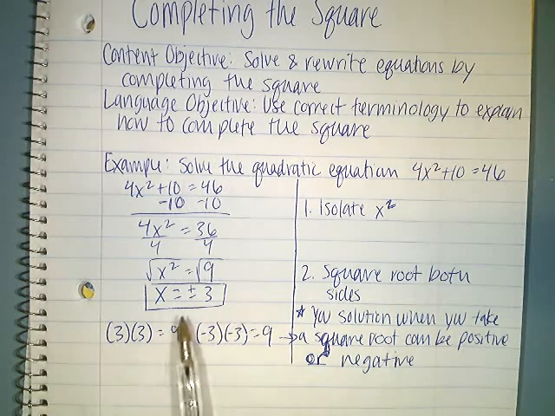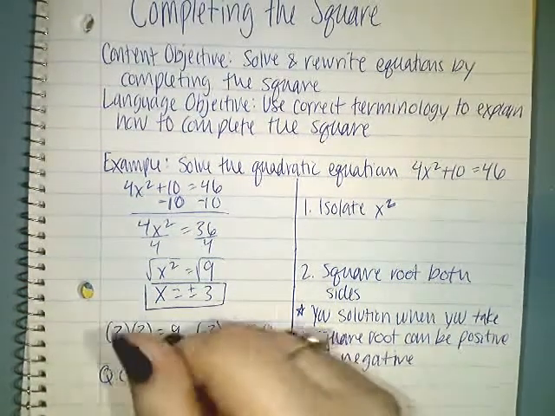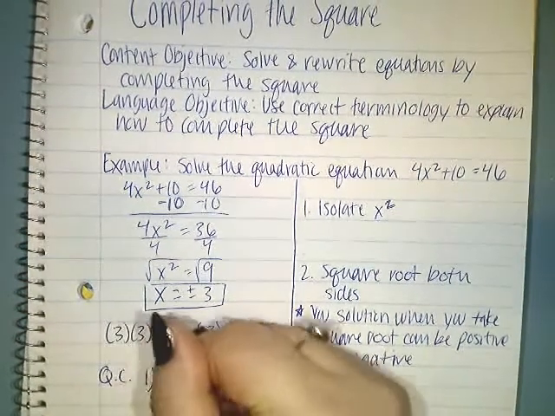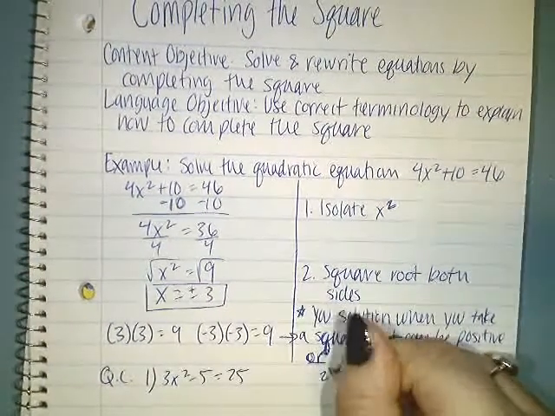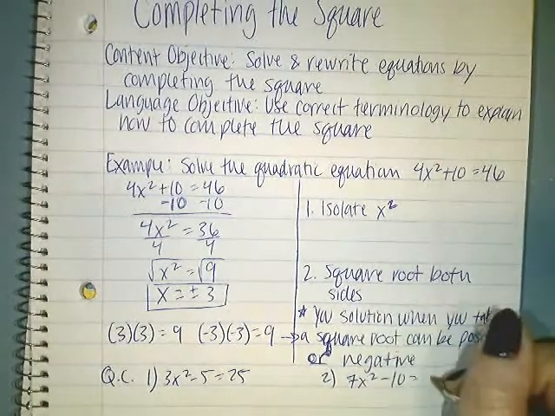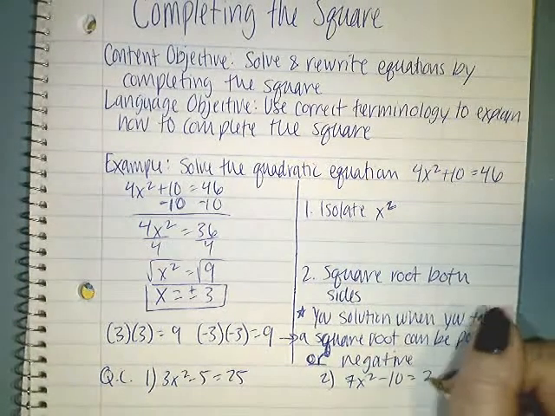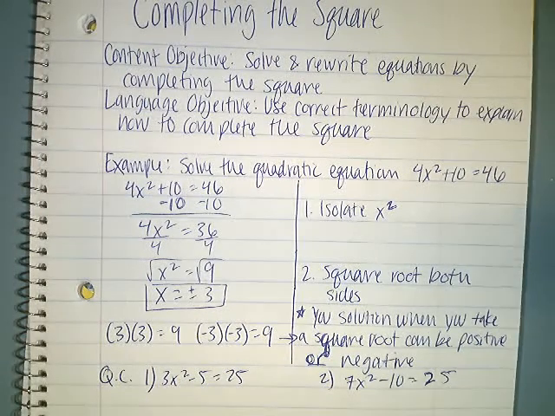So with that in mind, let's do some quick checks really fast to make sure you guys are okay with this process. So number 1, we have 3x squared minus 5 equals 25. Number 2, we have 7x squared minus 10 equals 25 again. All right, let's try those out. I'm going to go over them now.